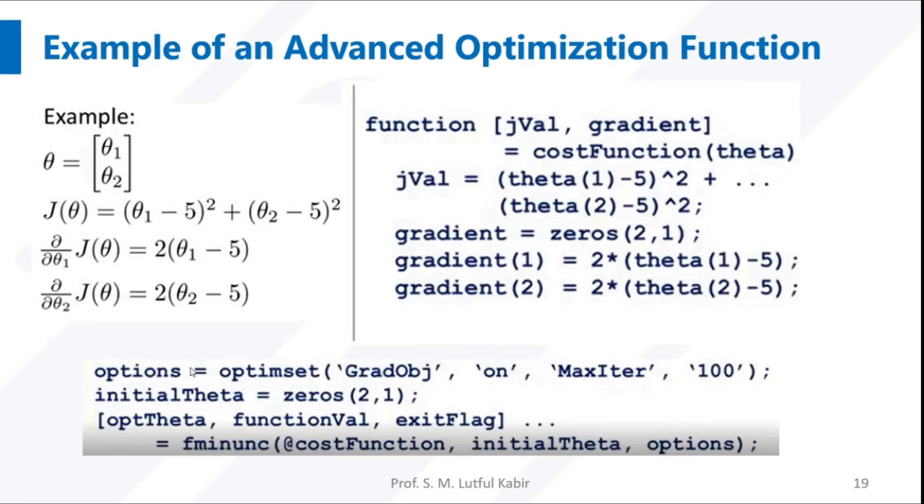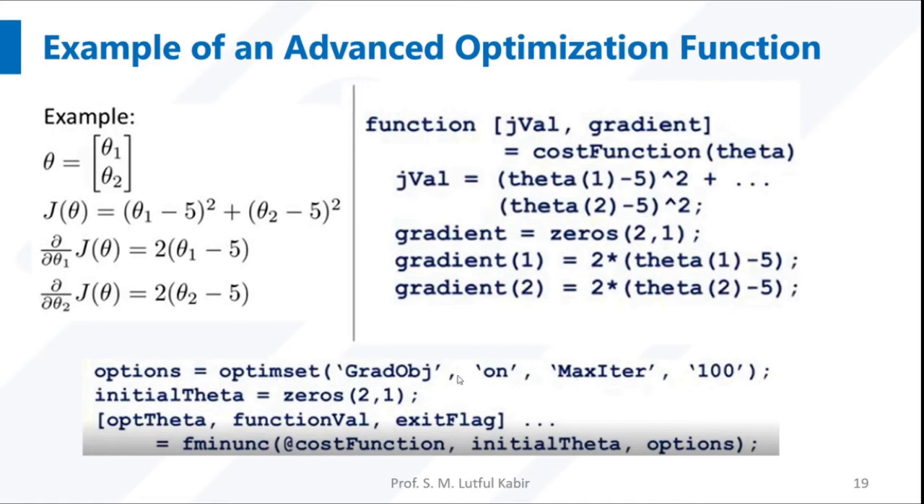And from the command prompt, you have to use these lines to execute the built-in optimization function, which is based on an advanced optimization algorithm. First of all, you have to define a data structure, which is optimset. This is also a built-in data structure. In this data structure, you have to define two parameters. One is called GradObj, and the other is MaxIter, the maximum number of iterations. GradObj has to be set to on, and you have to put a number for the maximum number of iterations, how many times you want to iterate.